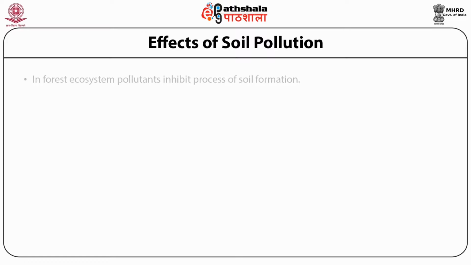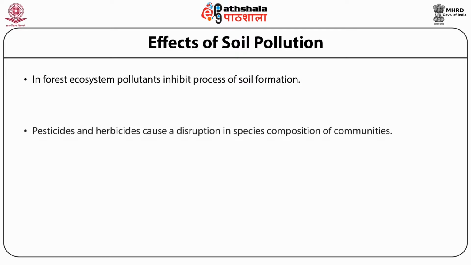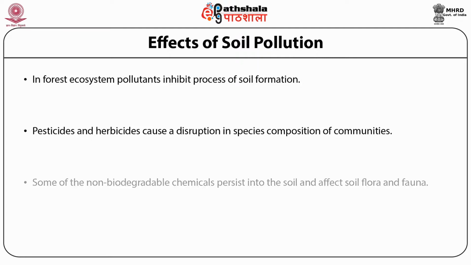Dear students, in the forest ecosystem, pollutants inhibit the process of soil formation. The soil itself is not formed. So how can you grow anything? The vegetation is being destroyed. Pesticides and herbicides also cause a disruption in species and composition of communities. Some of the non-biodegradable chemicals persist in the soil and affect soil flora and fauna. Soil pollution causes many diseases to all of us.